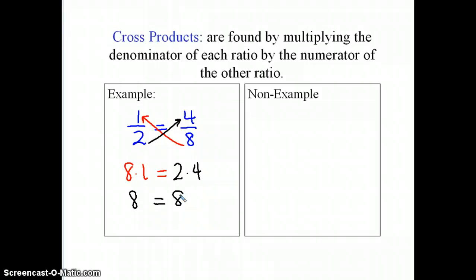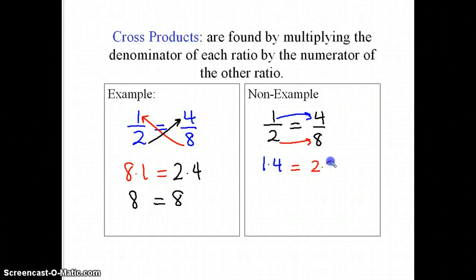An example of a cross product. For example, I'm going to use 1/2 is equal to 4/8 again. Sometimes students will attempt to make a cross product by saying, oh, I'm going to multiply the numerator by the opposite numerator, and I'll multiply the denominator times the opposite denominator. When we do this, I end up with 4 is equal to 16. This is not equal. This is not cross multiplying.